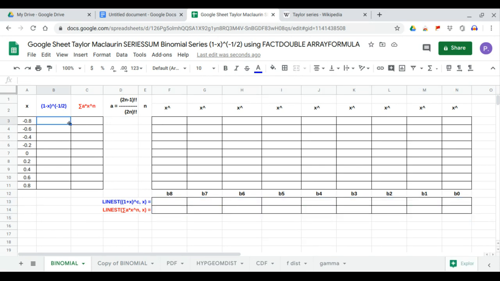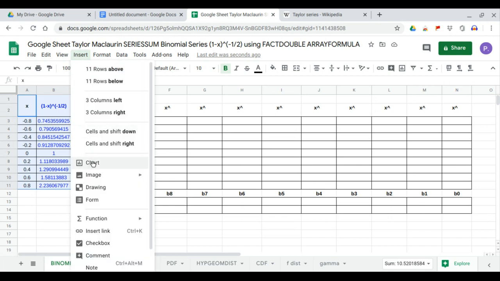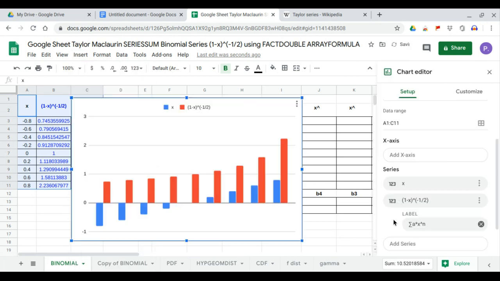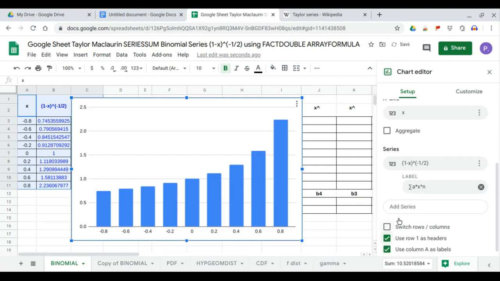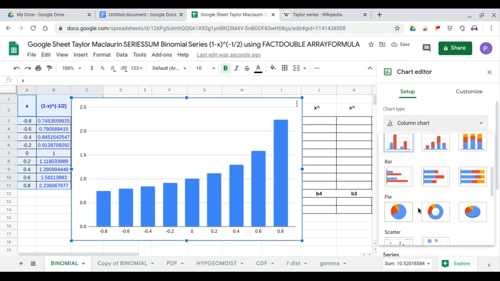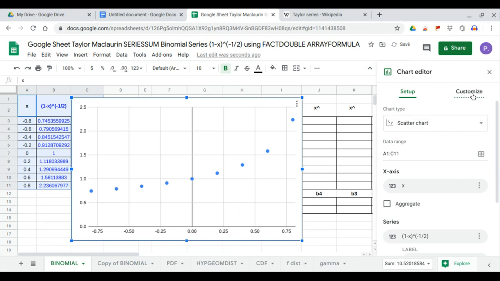So we begin with the binomial series, which is an array formula, 1 minus x to the power minus 1 half. And we'll chart this using the scatter chart and show the trend line.